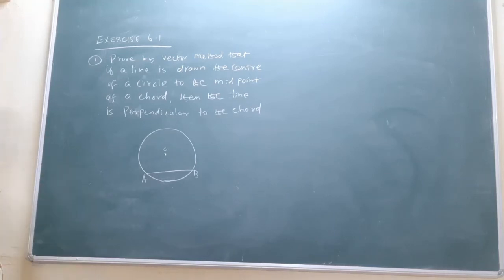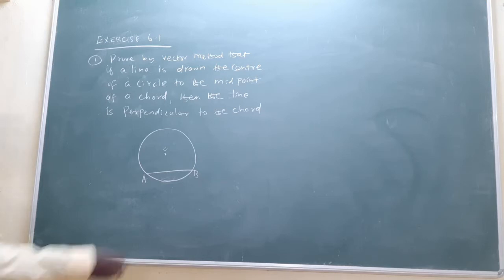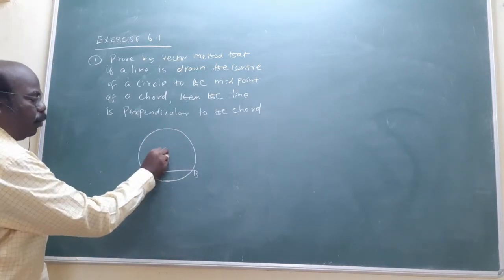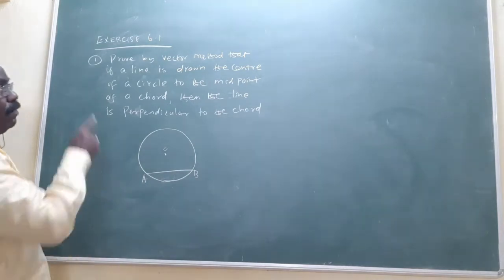Now listen here. Exercise 6.1. Prove by vector method that if a line joins the center of a circle to the midpoint of the chord, then the line is perpendicular to the chord. This is a circle. This is center O. This is the chord.